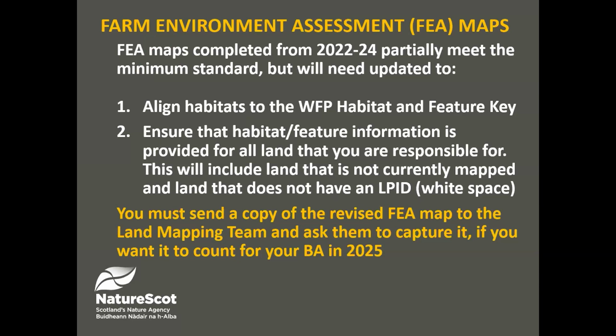The other thing that you'll have to do is that obviously the white land wasn't mapped for EECS FEA maps, and there was also no requirement to map every single field. So for example, improved grassland, arable fields, those type of areas won't have been mapped. So you just need to allocate a habitat type to all those fields as well.